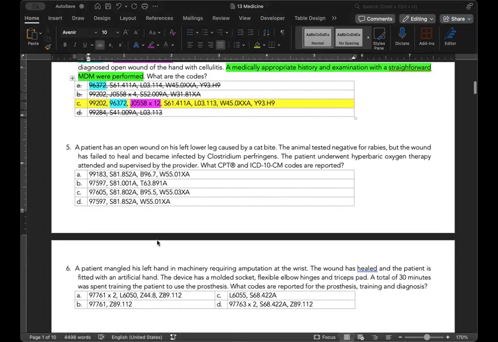So let's look at this from a process of elimination standpoint. We aren't going to be able to rule out with ICD or with CPT, right? Because they're all different codes. So let's go look at our ICD-10 codes. Okay. We have two that have S81.852A. So let's go look at those and see if we can confirm A and D or if we're going to rule out A and D.